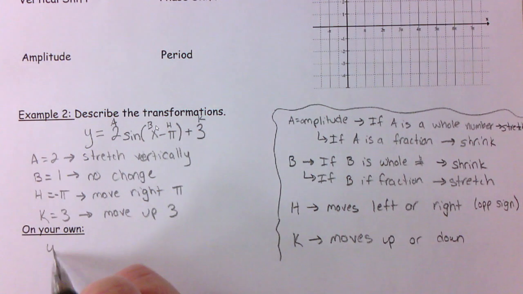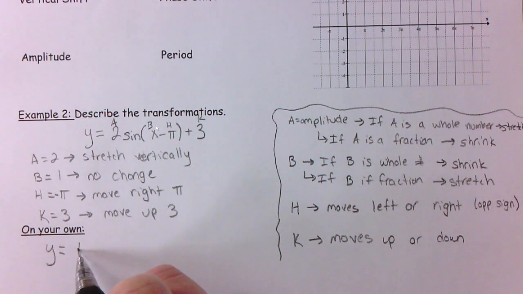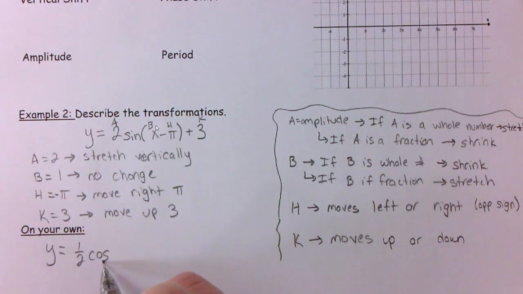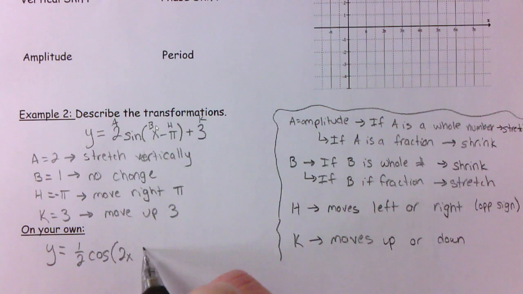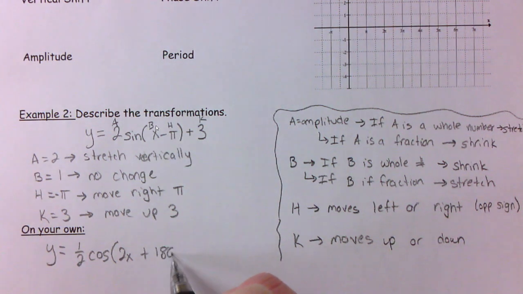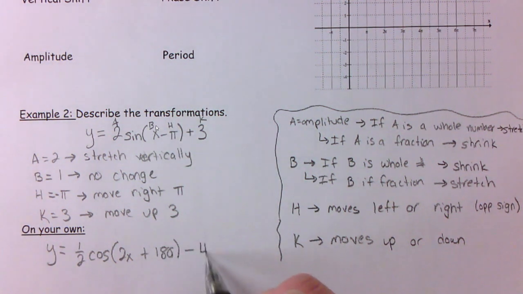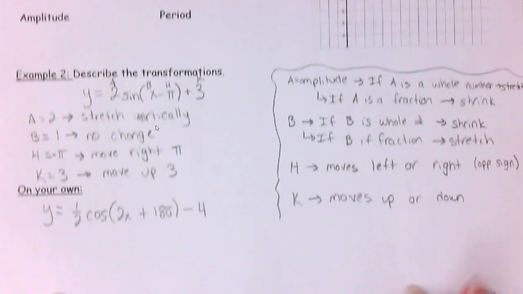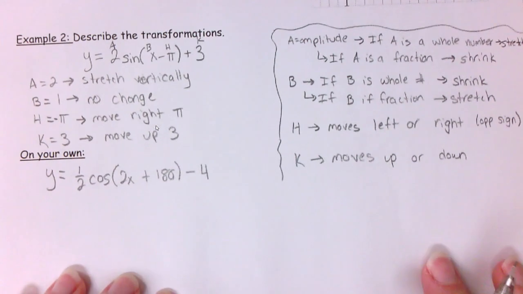Okay. So y equals 1/2 cosine of 2x plus 180 minus 4. So try that one on your own, and we can go over that together.